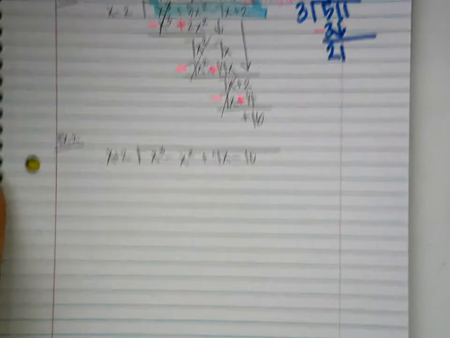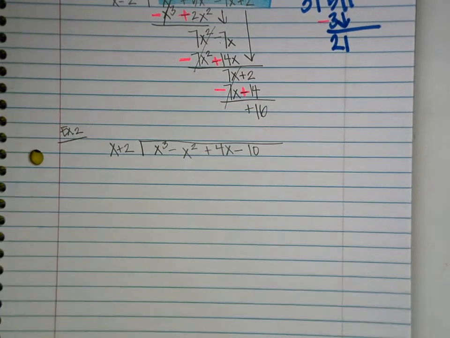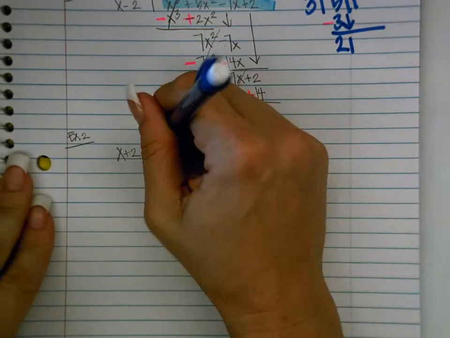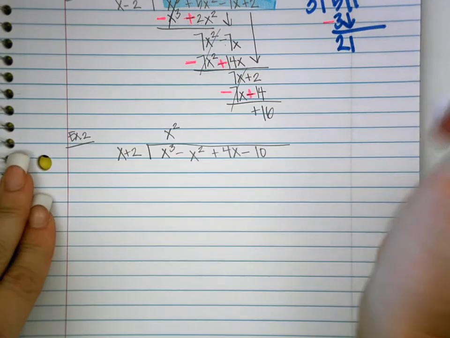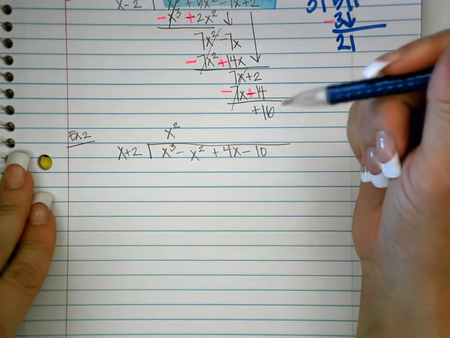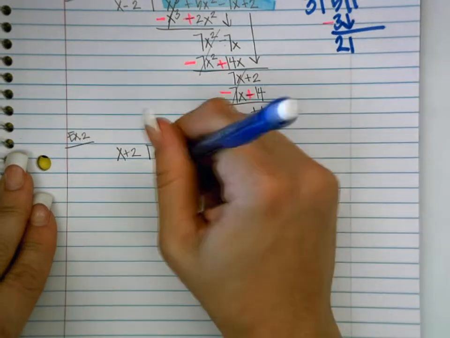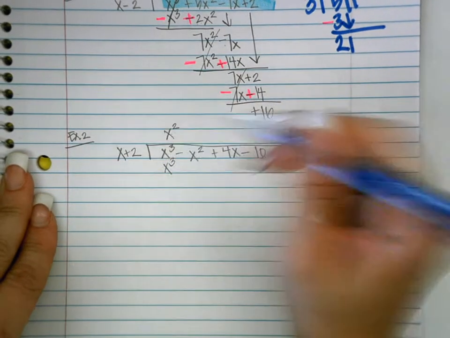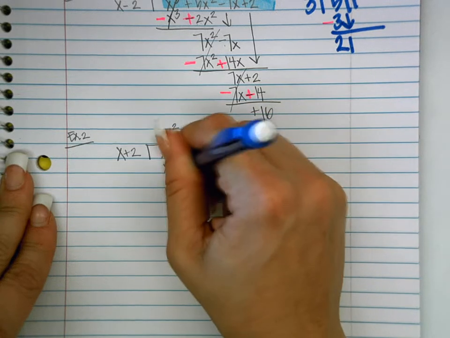So let's figure out, how would you get from x to x cubed? What would you multiply by? To get from x to x cubed, you'd multiply by x squared. So actually do the multiplication. X squared times x gives you x cubed. X squared times positive 2 gives you plus 2x squared.